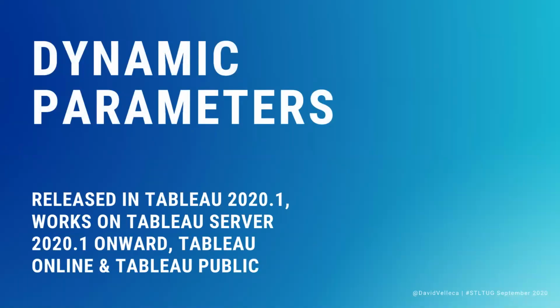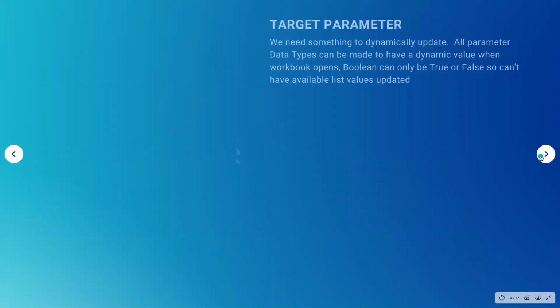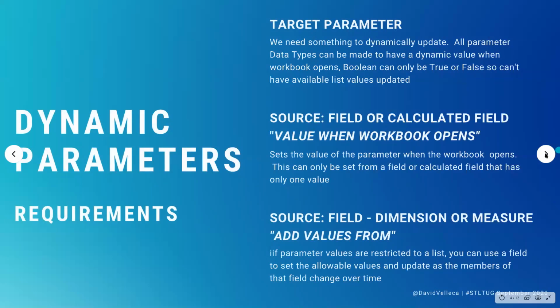The next biggest thing that gained folks' attention at Tableau Conference last year was when they announced that dynamic parameters were coming. These were released also in version 2020.1 and work on all versions since then. These are really groundbreaking and kind of game-changing for Tableau. So let's talk about what's required. Number one, we're talking about parameters. What dynamic parameters means is that we can dynamically feed in the value of the parameter when the workbook is open, or the available options in a list for a parameter.